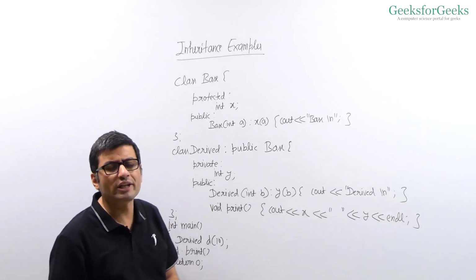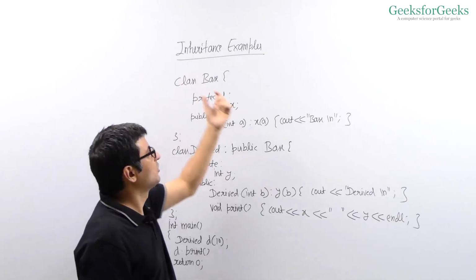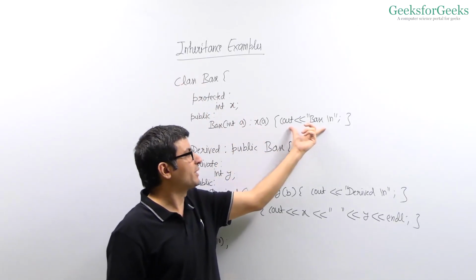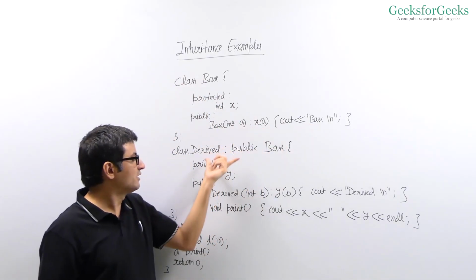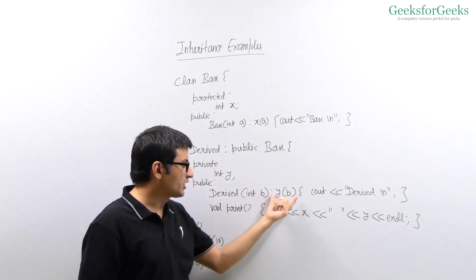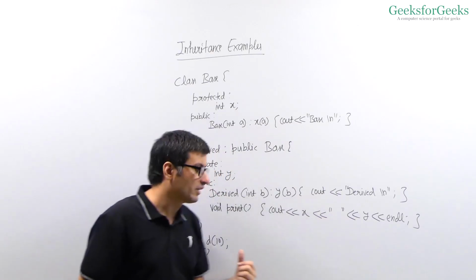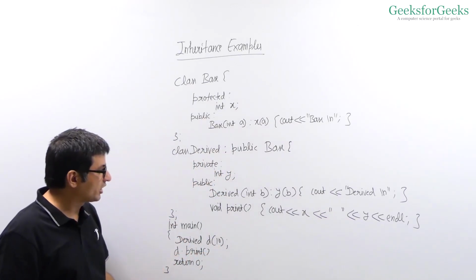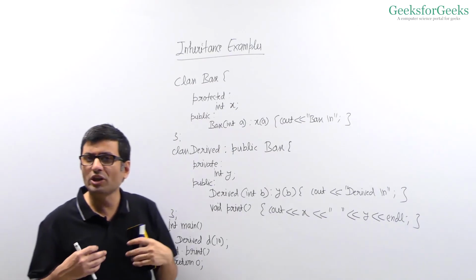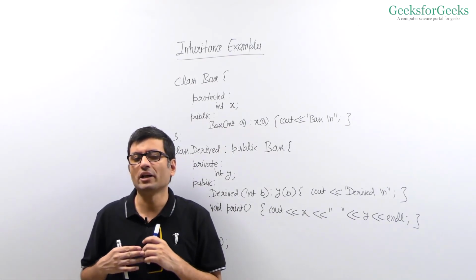Let us now take a look at some examples of inheritance. We have a base class which has a constructor that prints base, a derived class which has its own members, right? And this constructor initializes y and prints derived, and print function prints x and y. So what is the output of this program? If you take a closer look at this program, you will notice that this program will generate compiler error.